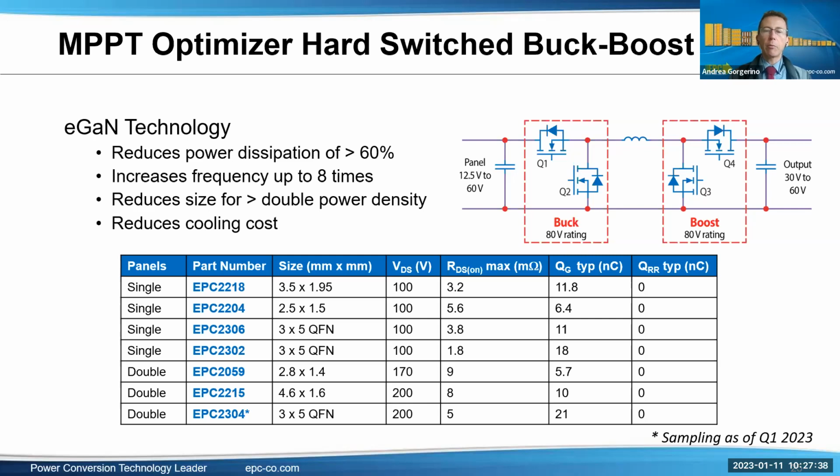Now, if you start putting more panels in series, then you might need higher voltage class devices. So we're offering here, for example, EPC 2059, which is a 170 volt device in a chip scale package, and 2215, which is a 200 volt. But we also have QFN GaN FETs like the 2304 in a 200 volt.